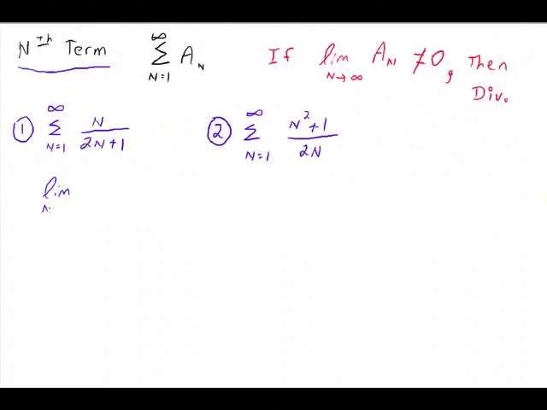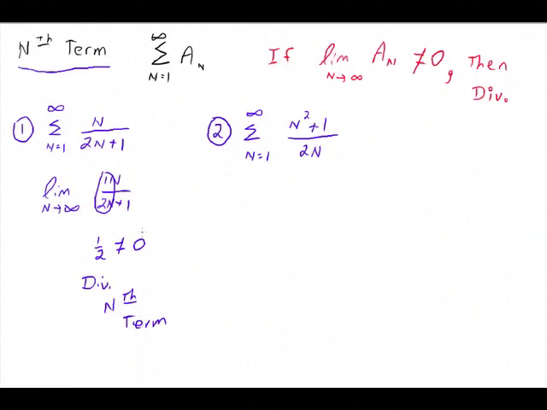In the first one, if I do the limit as n approaches infinity of n divided by 2n plus 1, the easiest way to do infinite limits is by looking at the powers or the degree. They're the same, so I look at my coefficients. 1 over 2. This limit is equal to 1/2. Because that 1/2 is not equal to 0, I'm able to state that this series diverges using the nth term test.